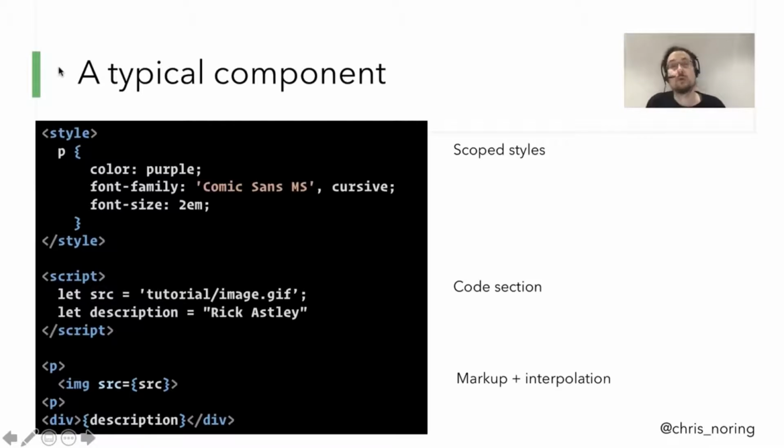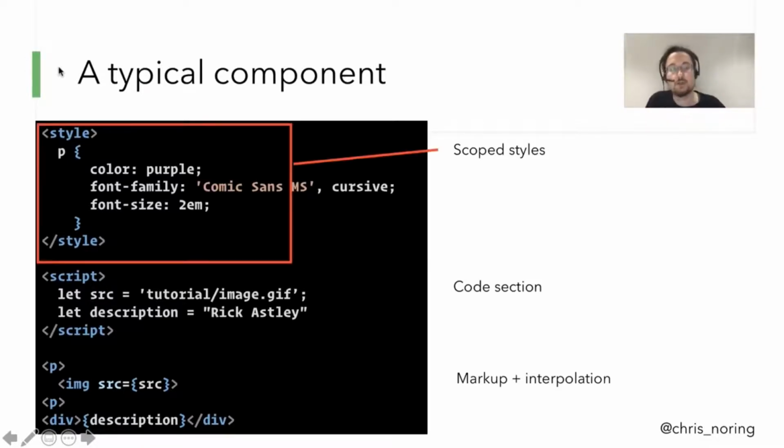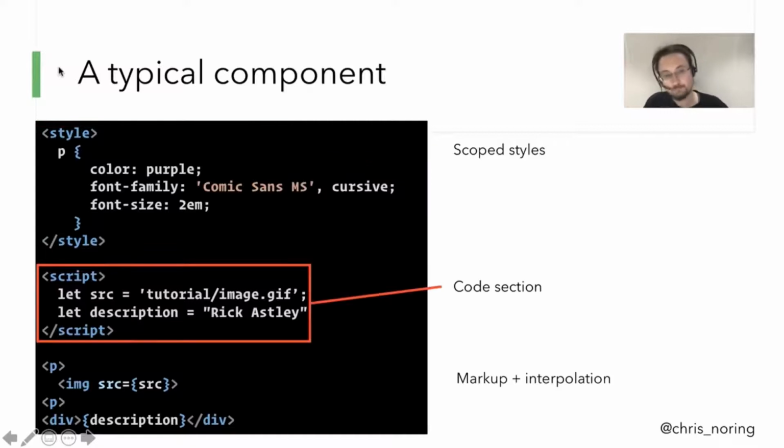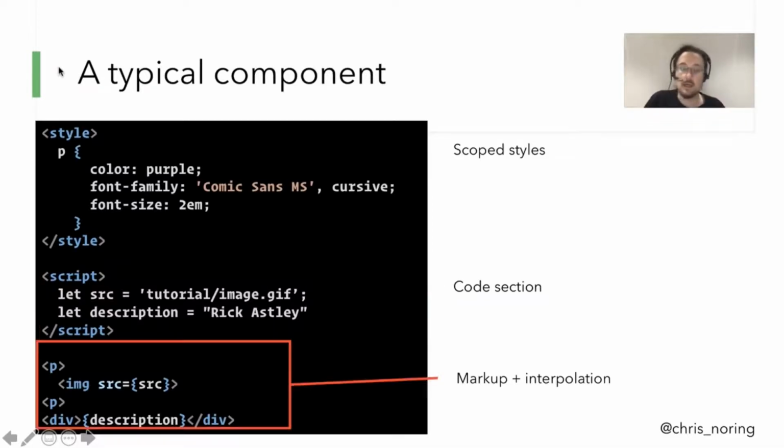A typical component looks like this. It has 3 different sections. The first section is a style in which we input our styles. And remember that these styles are scoped, which means that there will be no naming conflict with other component styles, because it adds this prefix to ensure it's unique. And then we have a script section. This is where our JavaScript goes. We define our variables, our methods, and what else we need.